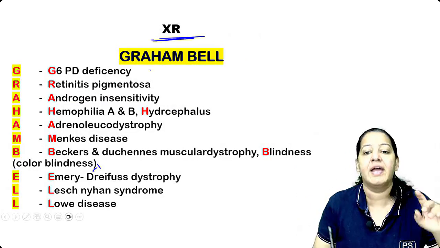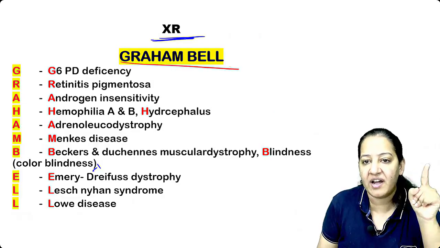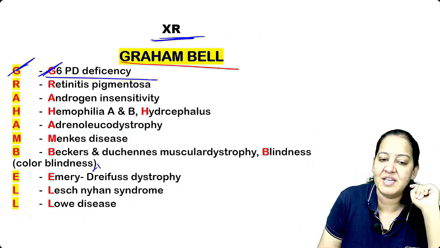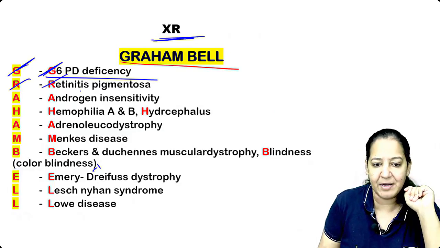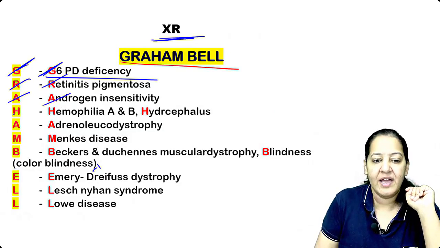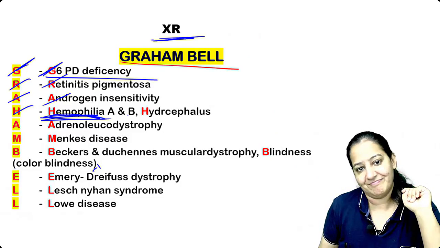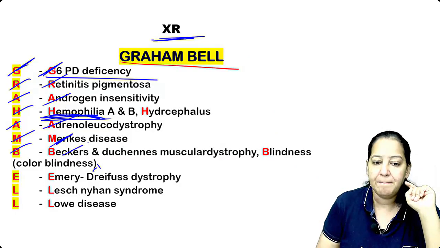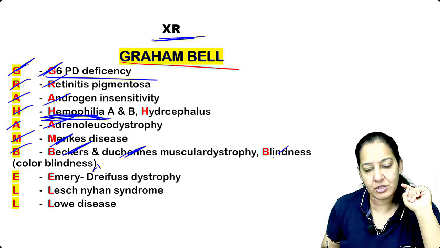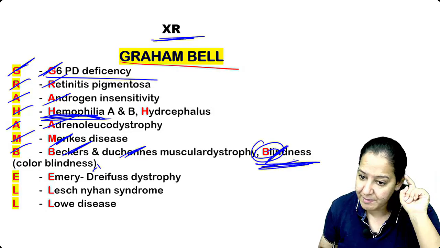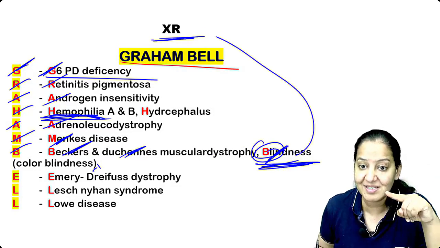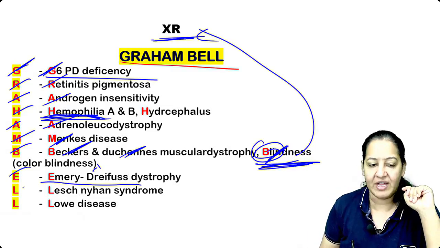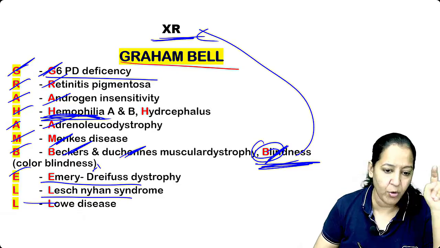The mnemonic is Graham Bell. G stands for G6PD deficiency, repeated question. R stands for retinitis pigmentosa. A stands for androgen insensitivity. H for hemophilia, repeated question. A for adenoleukodystrophy. M for Menkes. B for Becker and Duchenne dystrophy and color blindness. B for blindness. On this also, last to last year there was an FMG question. Color blindness is X-linked recessive. There was a question on color blindness. Okay. E for Emery-Dreifuss dystrophy. L for Lesch-Nyhan syndrome. One more L for Lowe syndrome.